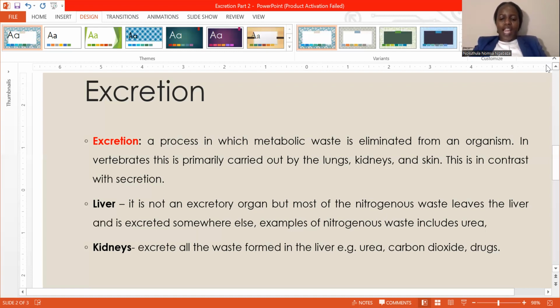Your nucleic acids are broken down into ammonia, and the ammonia is what allows the formation of urea. So the liver excretes waste, not directly, but it uses other organs in order to remove all the nitrogenous waste that it has.